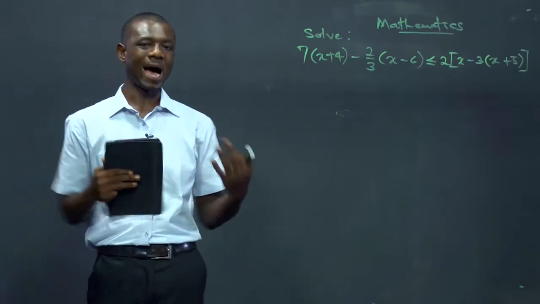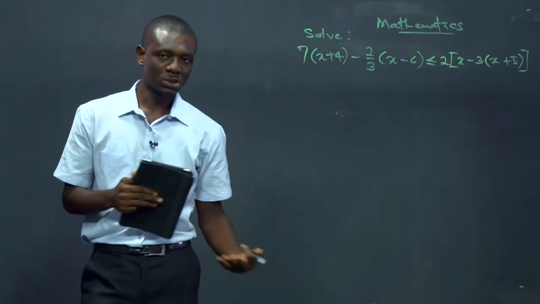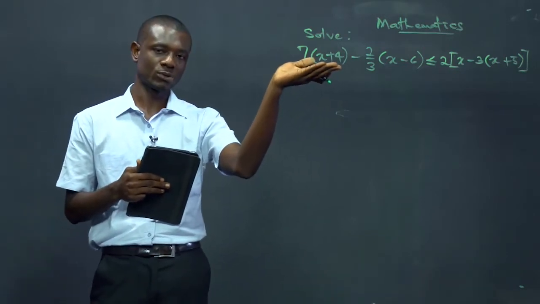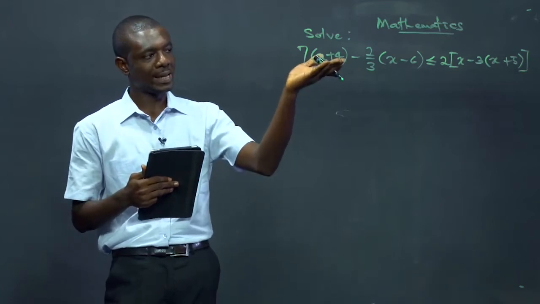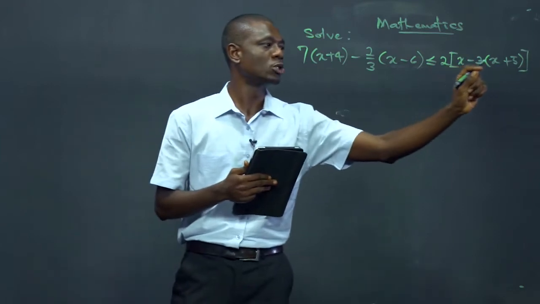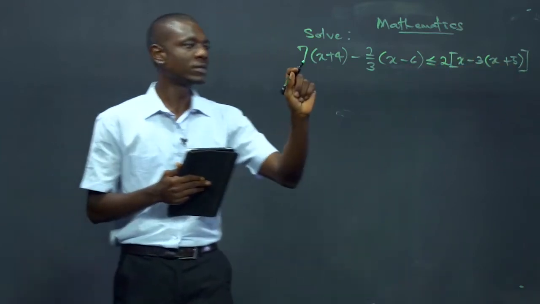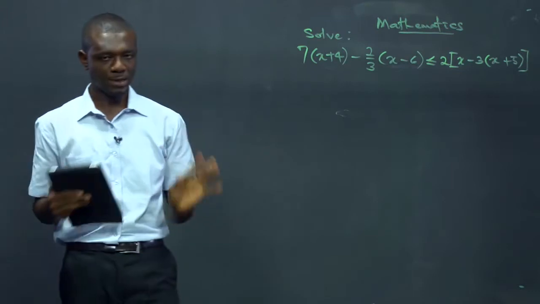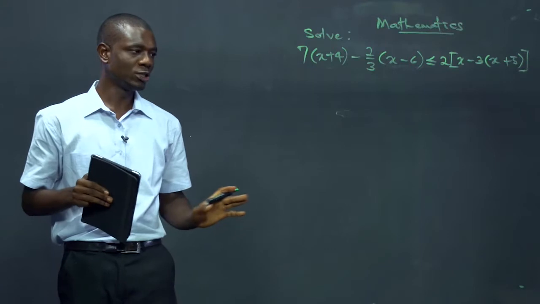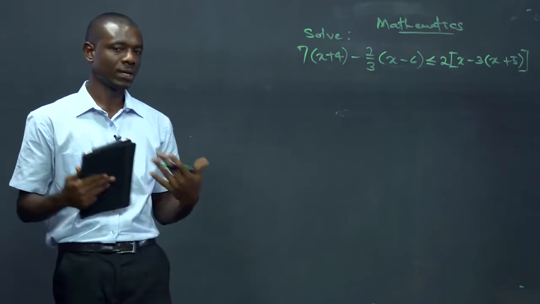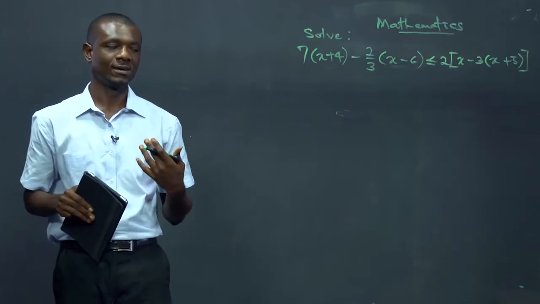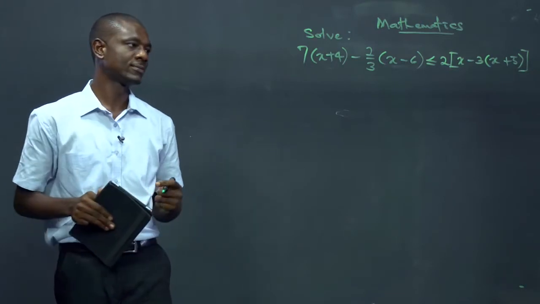Okay? Expressions are without equal to sign or inequality, because this does not involve an equal to sign or an inequality. It is an expression. This is an expression. This is an expression. But everything considered together is an inequality. If this were equal to, it becomes an equation. So that's the difference between an equation and an expression. An expression does not involve equal to sign or an inequality.